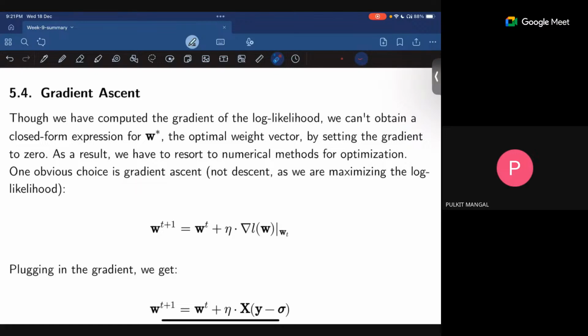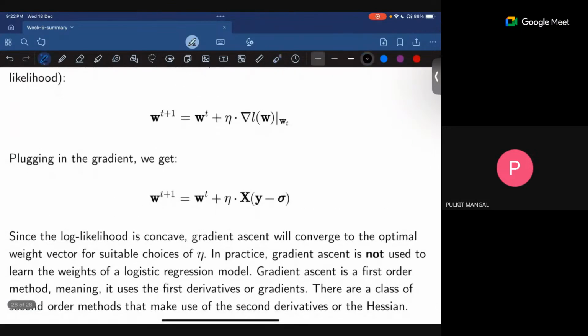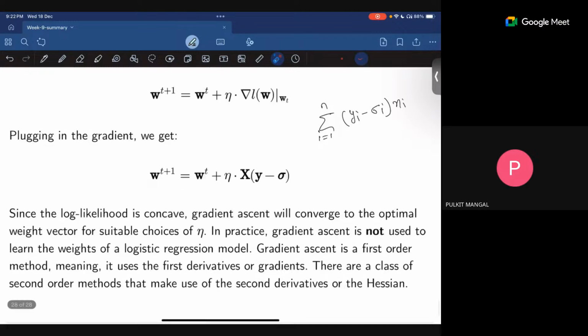So we are going here with the gradient ascent because what we are trying to do is maximizing the log likelihood. Okay, so we are going with the ascent, not descent. And for that the update is W_{t+1} equals W_t plus eta times the gradient of the log likelihood. And the gradient that we got is the summation from i equal to 1 to n of (y_i minus sigma_i) times x_i. This was in terms of vectors. In terms of matrix X, this is what you will get: X times the label vector minus the probabilities of all.